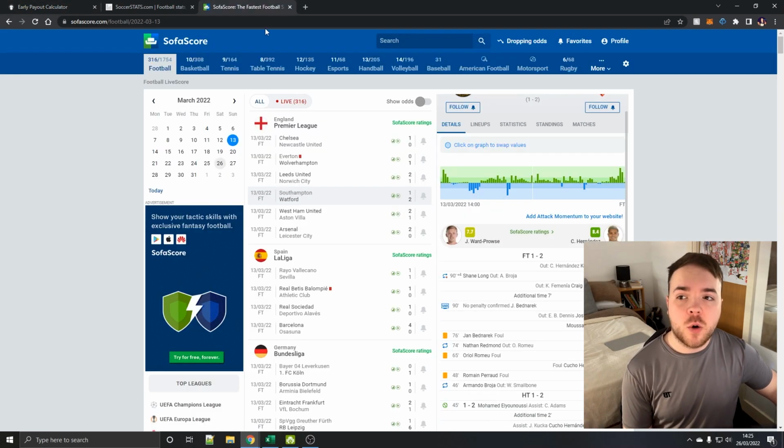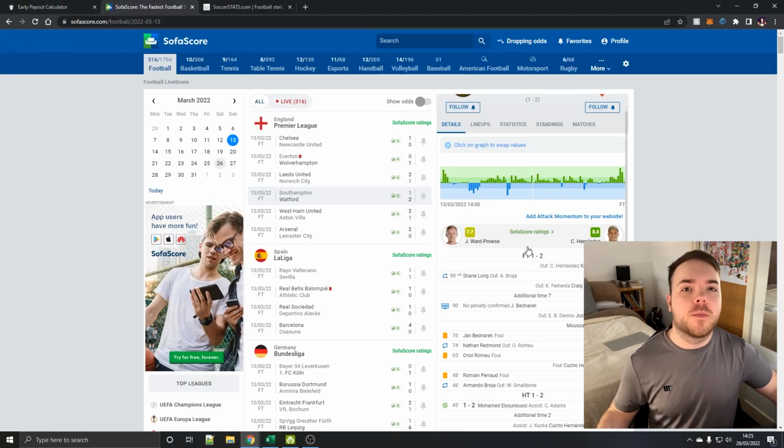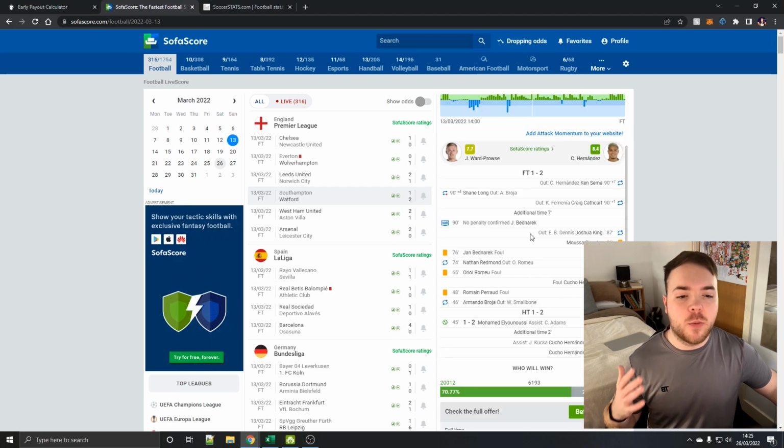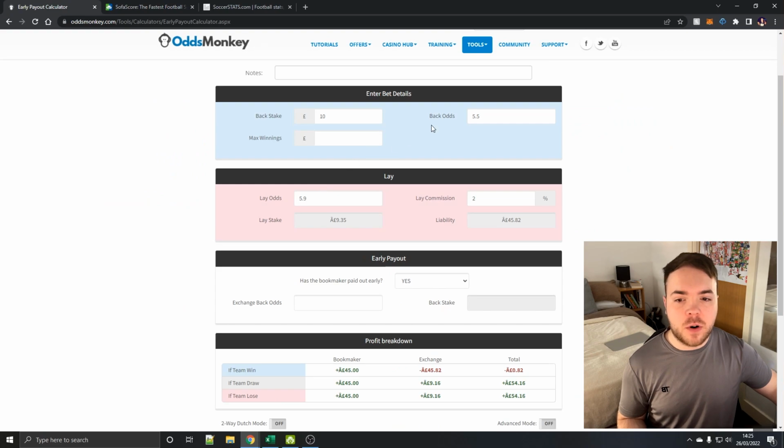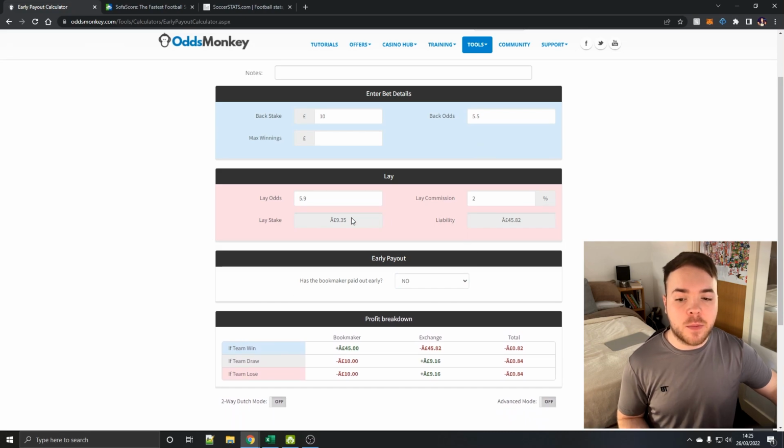So I'm just going to give you a quick little example from the collection we've already got, and we're going to use the odds for Watford against Southampton. The starting odds for Watford were 5.5 and the lay odds were 5.9. With our 2% commission over there, you can see we'd need to place a lay stake over on Betfair valued at £9.35, or a £45 liability.